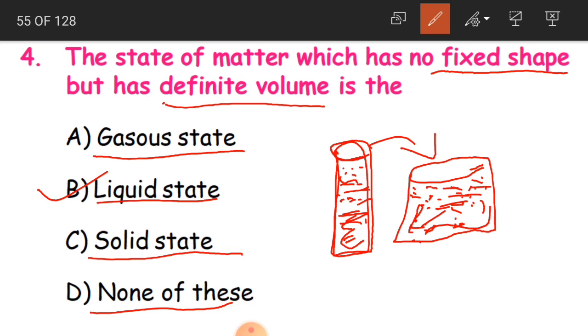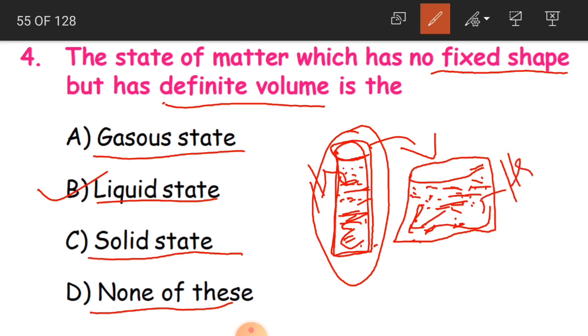So it doesn't have a fixed shape. The water is not going to be only in this shape. In whichever container it is transferred, it is going to take that particular shape. That is, it is going to have a definite volume. And the capacity, like how much water. Suppose you have 1 liter water in this container, if it is transferred also, it is going to be only 1 liter of water here. It is having only definite volume. So this is possible in liquid state.